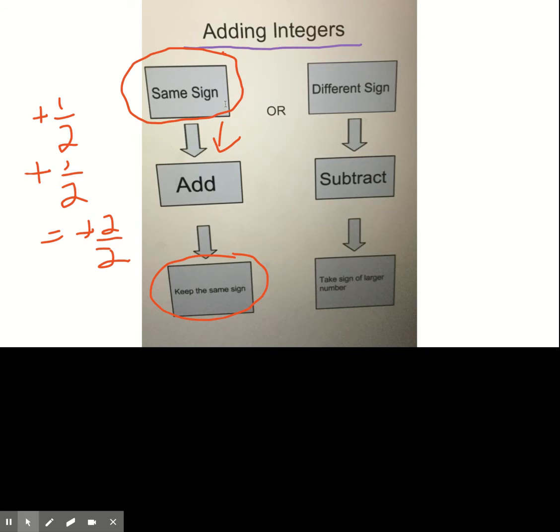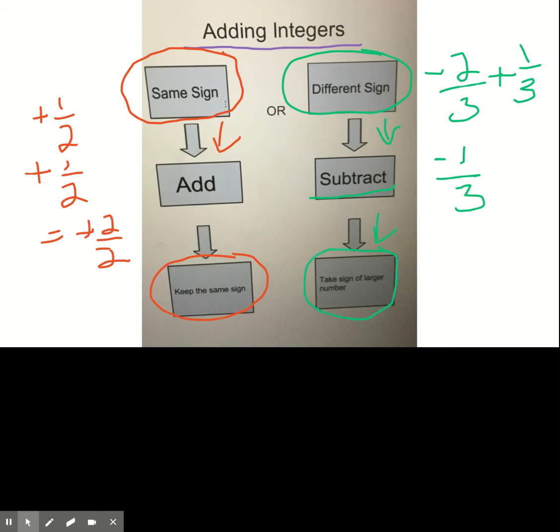If they have different signs, you're going to subtract and take the sign of the larger number. So for example, negative 2/3 plus positive 1/3. These have different signs, so we're going to subtract. 2/3 minus 1/3 is 1/3. We take the sign of the larger number. 2 is larger than 1. The answer is negative 1/3.